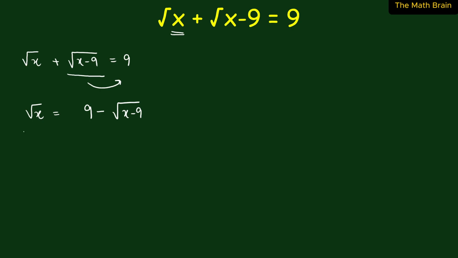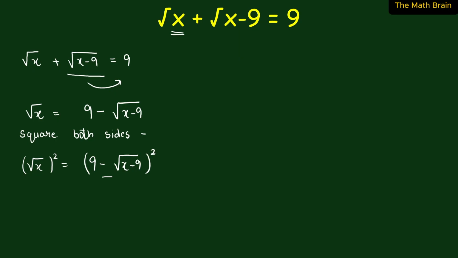Now we will square both sides and we will get (√x)² is equal to (9 − √(x − 9))². Here we are going to apply the formula (a − b)², which is equal to a² − 2ab + b². This root and square will cancel out.